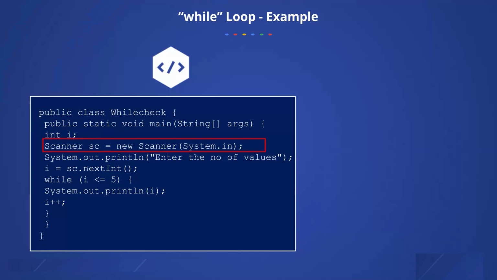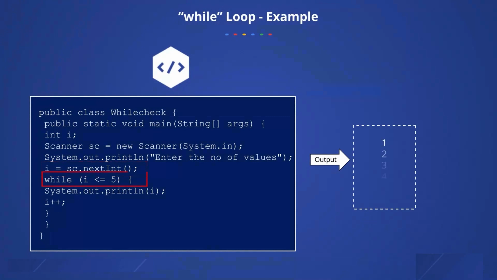On that system input stream, the default one is your keyboard. You are reading it and you are saying, I want to read it as an integer, after saying enter the number of values. And I, since we have declared it as integer, it can take an integer value. So here what is happening? So first of all, let's say the user has given 5 in this case.